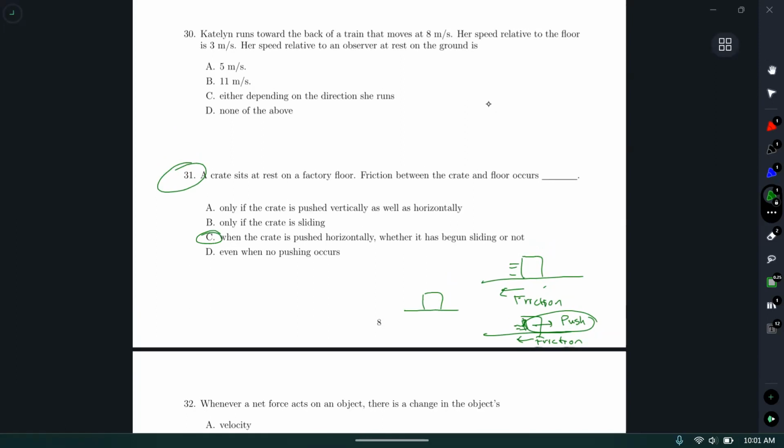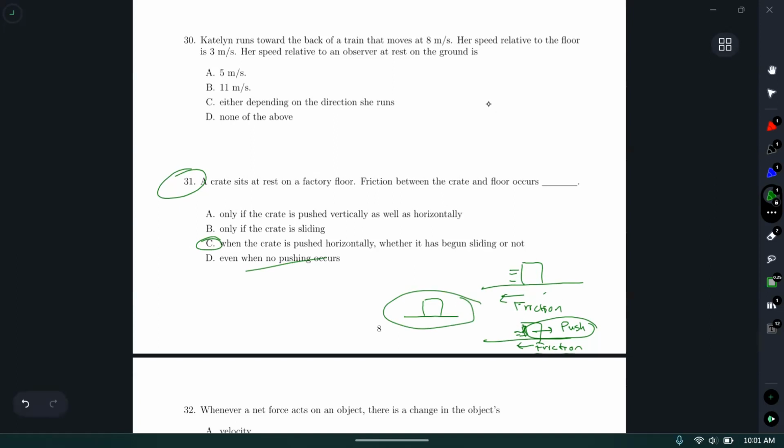When it's pushed, whether it has begun sliding or not, there is friction. It is not present when no pushing occurs. That's the case where nothing's really happening of interest. And you don't have to push on the crate vertically in order for this to happen. We've talked about components of a force. Only the horizontal component of your push actually matters for the friction.